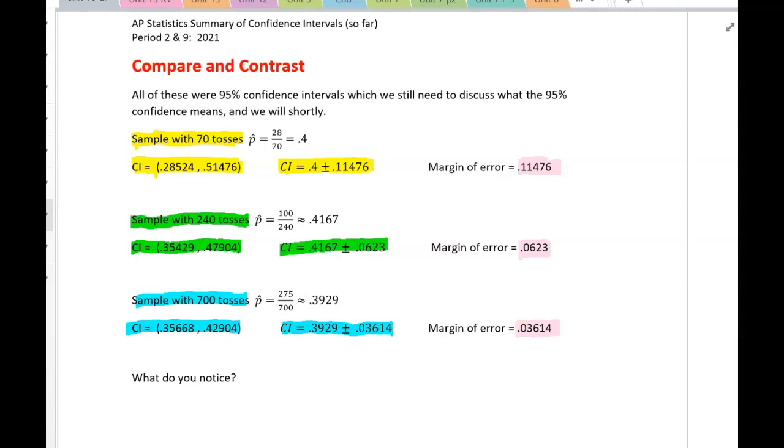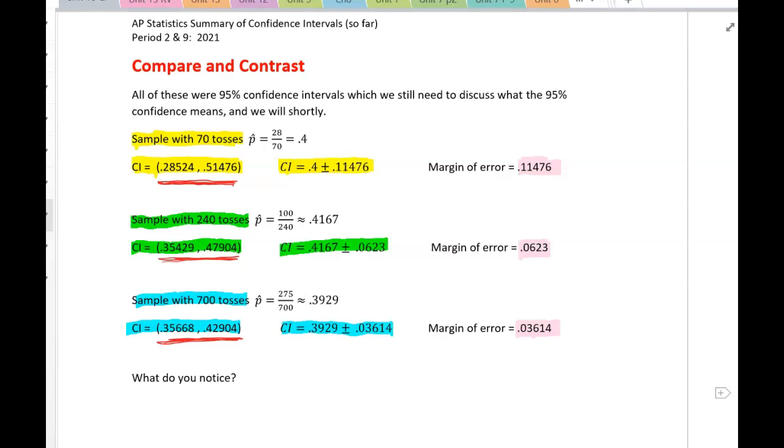And the second thing you can notice is if you look at the yellow interval, it's going 0.28 to 0.51. The green interval, when you toss it more, is 0.35 to 0.47. And then the blue interval, when you toss the candy kiss 700 times, is 0.35 to 0.42. Notice the confidence interval is also getting smaller or narrower.